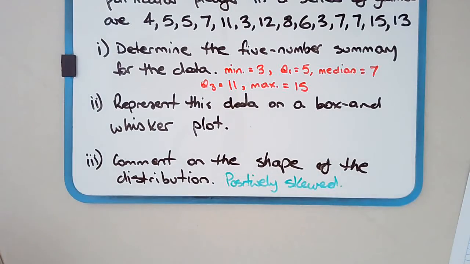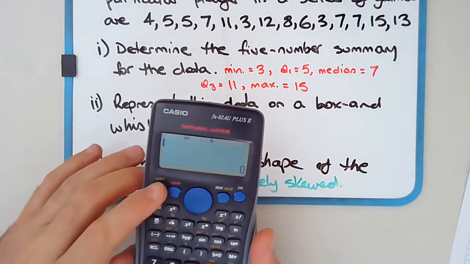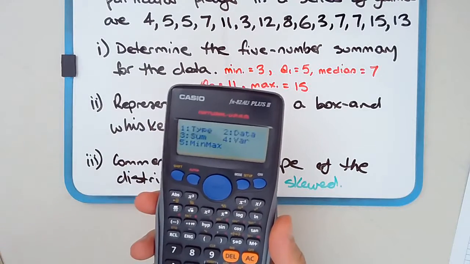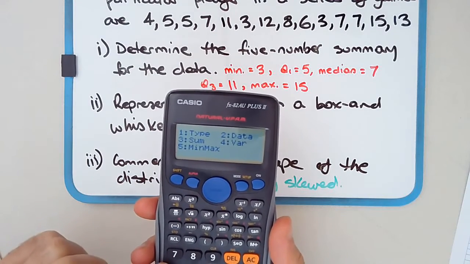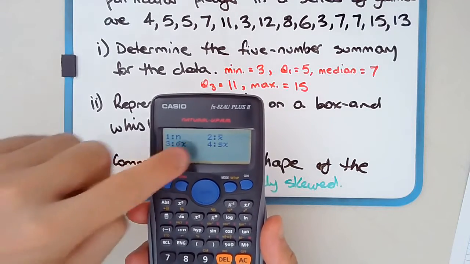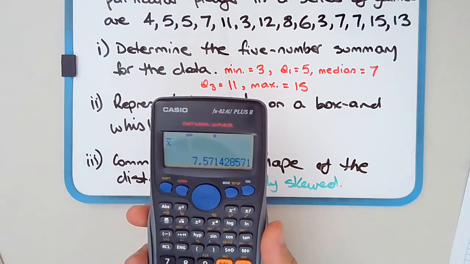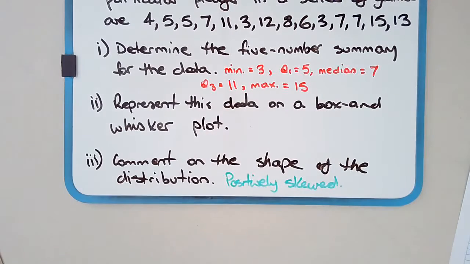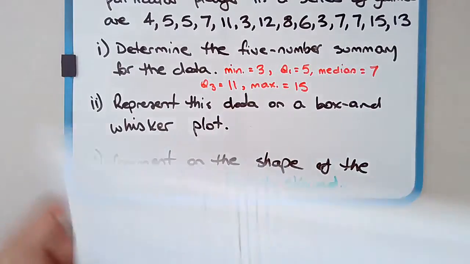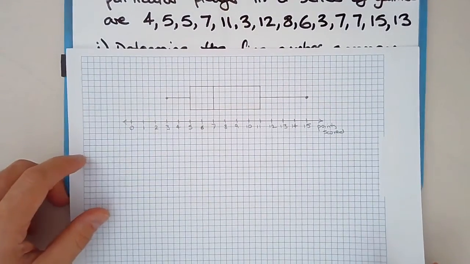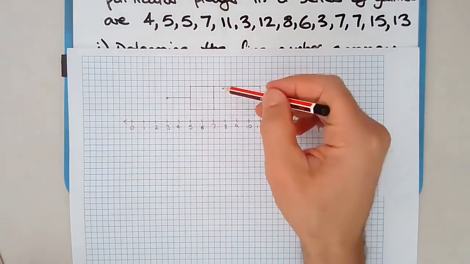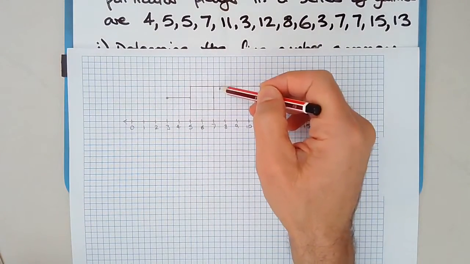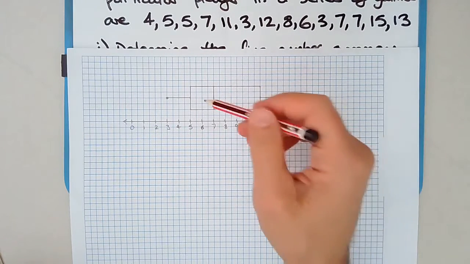To the more inquisitive of you, it probably wouldn't be a bad idea to work out the mean as well. I'm just going to do this as an extra. In fact, go to var now. The data's still in there. Let's have a look at number 2, the mean. Okay, the mean is 7.57. So the median is 7, the mean is 7.57. So the mean's only slightly higher than the median.